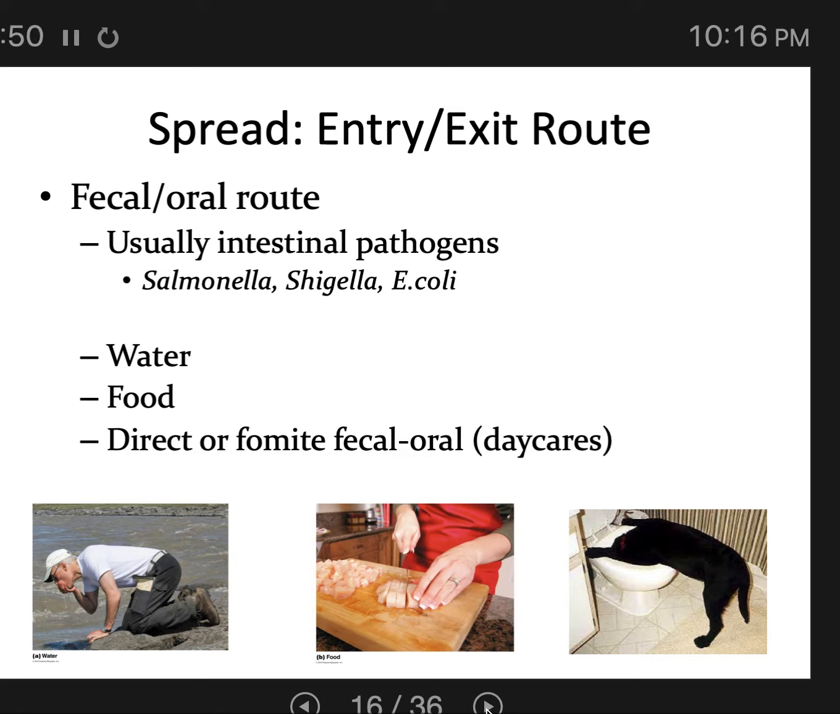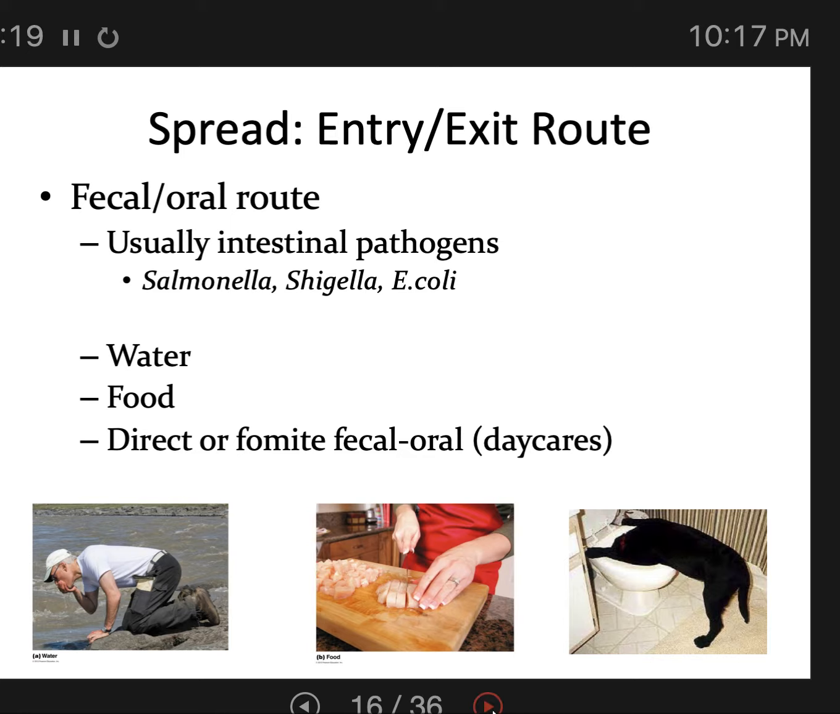So examples would be Salmonella, Shigella, E. coli, things that cause food poisoning. Pathogens that use the fecal-oral route are often passed through water or food. They can also be passed through fomites, that's indirect contact in daycares, for example. There are studies that look at how much fecal matter is on toys in daycares, and it's horrible. So that's why they sterilize everything almost every day in daycares.